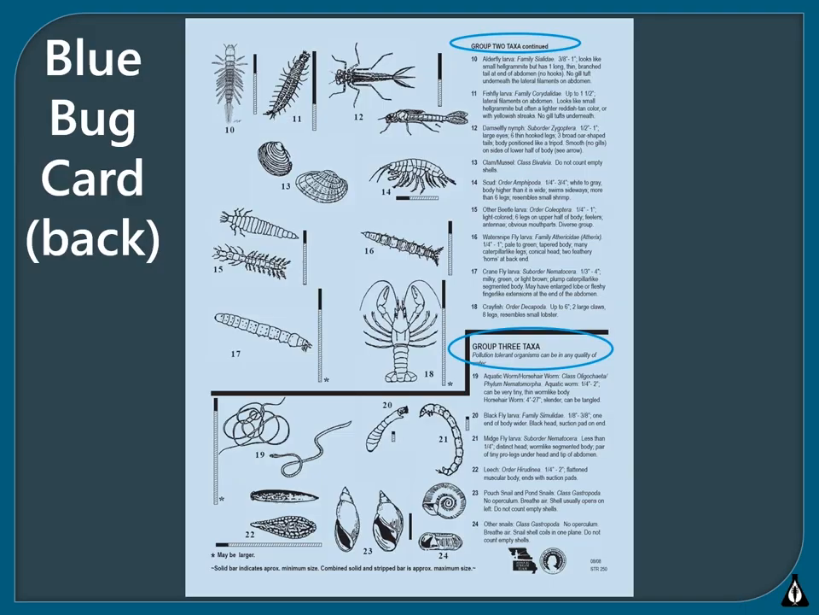You may notice that the sensitive organisms in Group 1 have legs and gills, while the pollution-tolerant organisms in Group 3 lack legs and gills. The blue bug card can be found on the Missouri Stream Team website under Water Quality Monitoring, Training Material and Resources, or a free copy print can be requested through Stream Team staff.